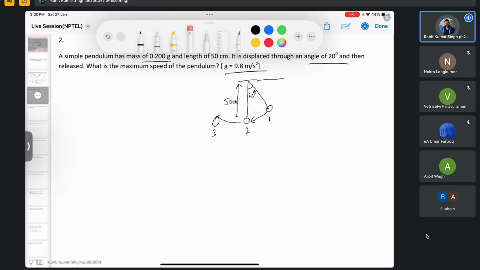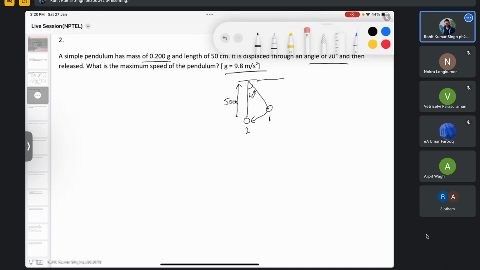Okay. So we know that at position 2, the pendulum will have maximum speed, right? Now, how to calculate the speed at point 2? Do you know what we can use here? What principle of physics can we use here?